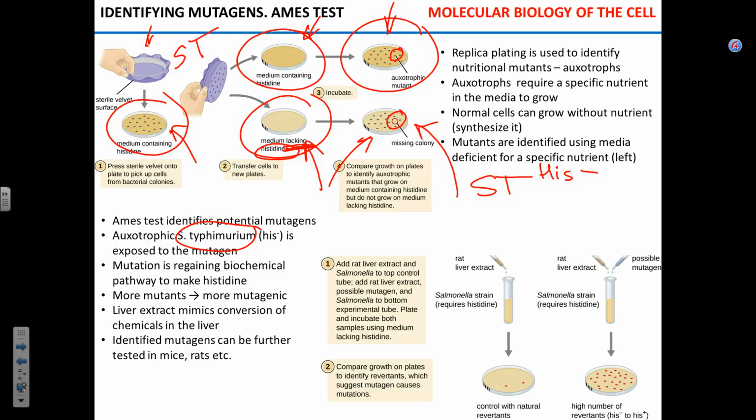Now, our presumption is if the chemical that we test has mutagenic properties, one of its effects will be that this microbe will revert to the wild type phenotype. The mutation will be reverted. Does that make sense?